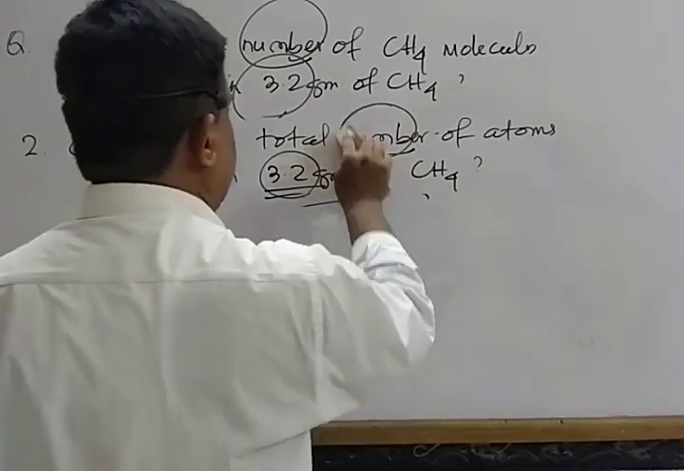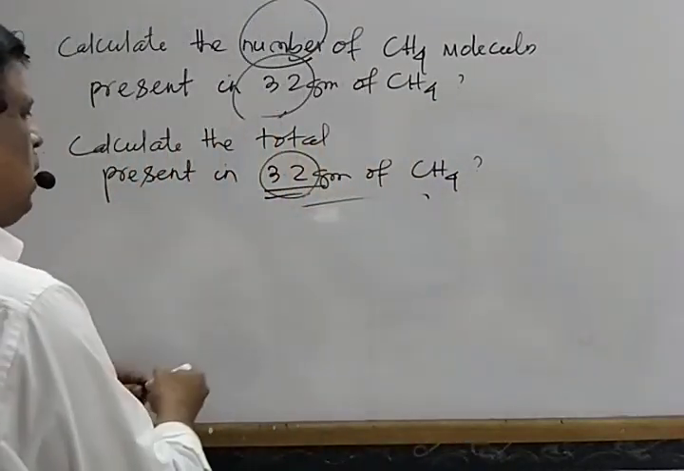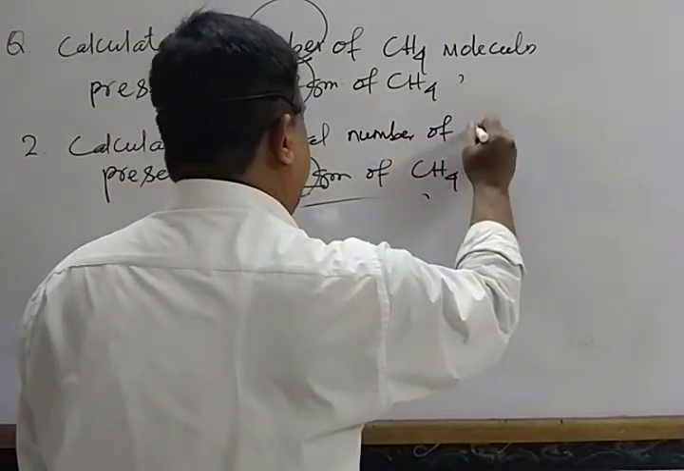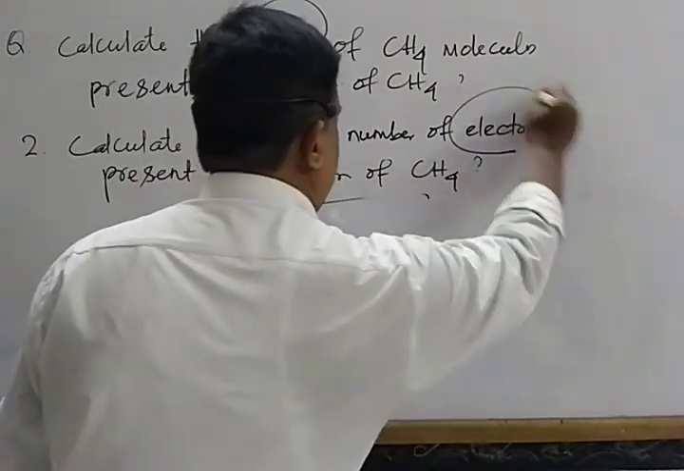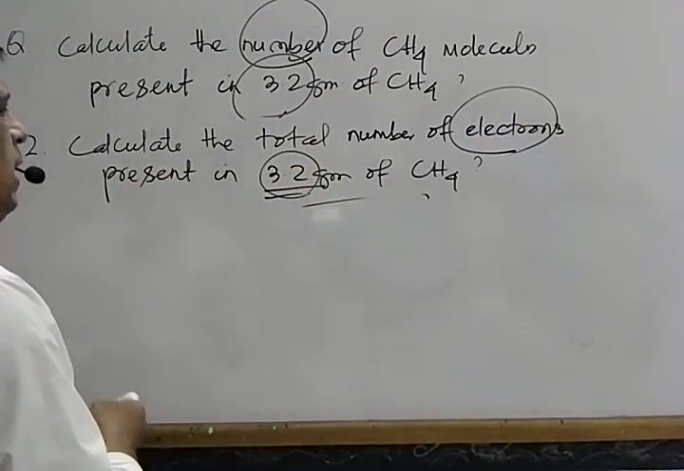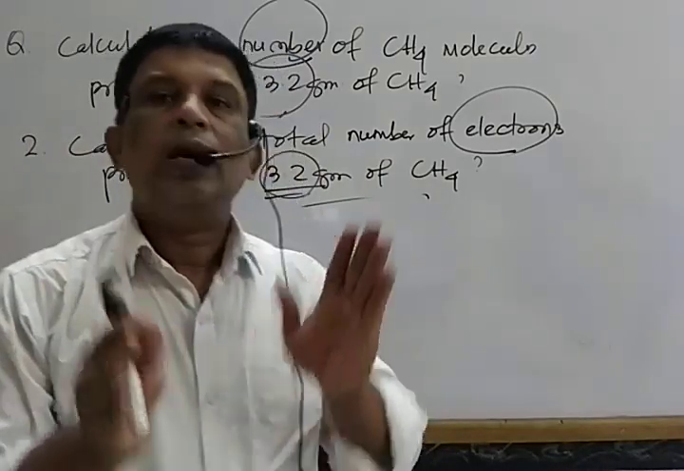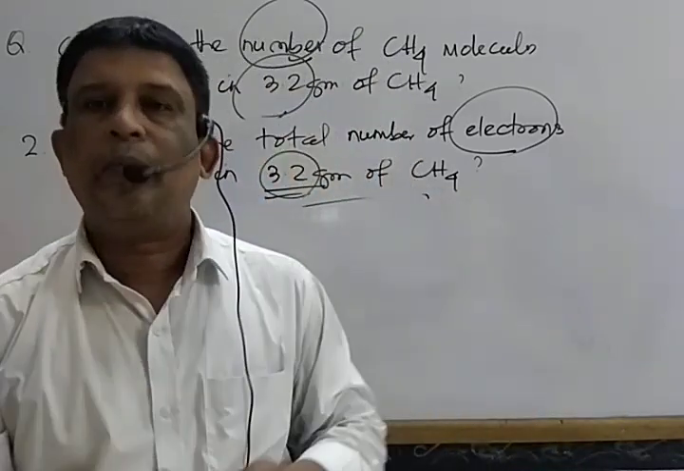Same concept is there, now just modify this. Calculate the total number of electrons present in 3.2 gram of methane. Mark that. Same concept. First we focus on the number of molecules with that mass.